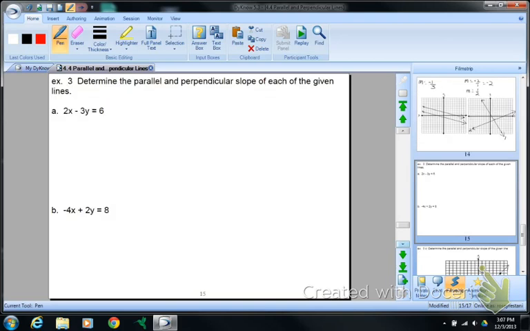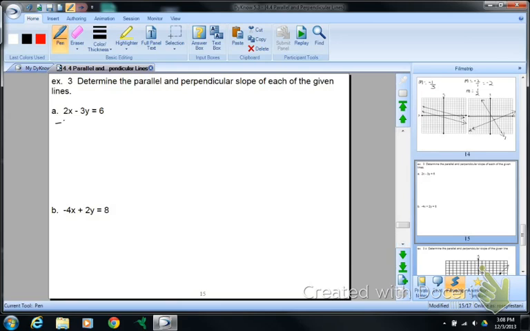Okay. Same directions. Example 3 has the same directions as example 2. Before we can determine the parallel and perpendicular slope, what are we going to have to do with this equation? We have to find the slope of this equation. Is the slope 2? No. We have to put it in slope-intercept form to find our slope. So we have to solve for y.